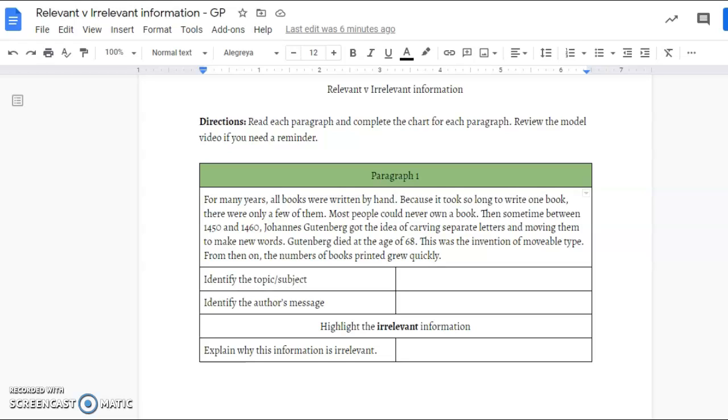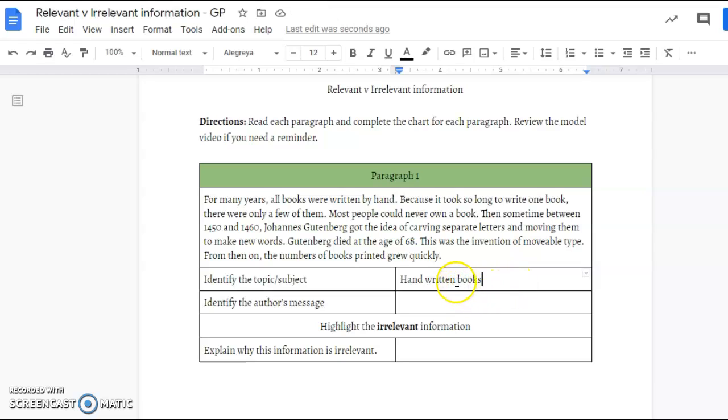All right, so first thing I want to be able to do is identify the topic or the subject of the paragraph. Okay, or of the text. In this case, it's just one paragraph. So I would say the topic or subject of this paragraph is basically, what is it mainly talking about? So it looks like to me it's mainly talking about books that were written by hand. So I'm going to say handwritten books is my topic or subject.